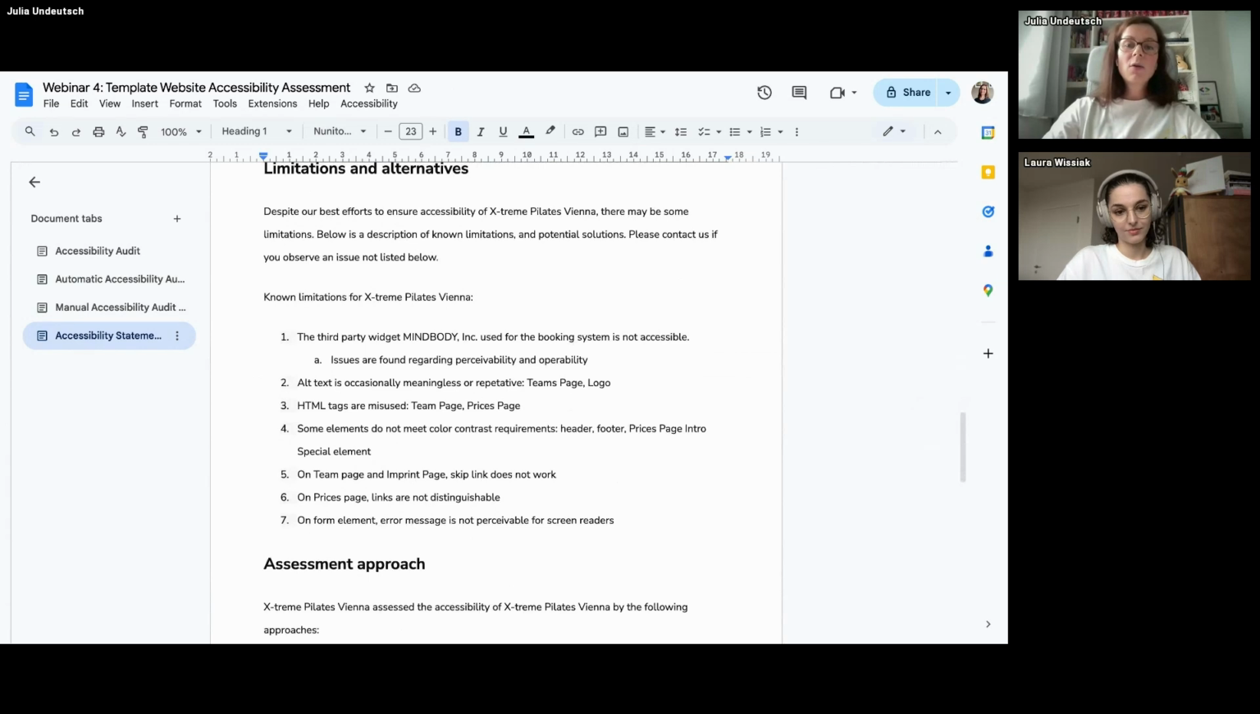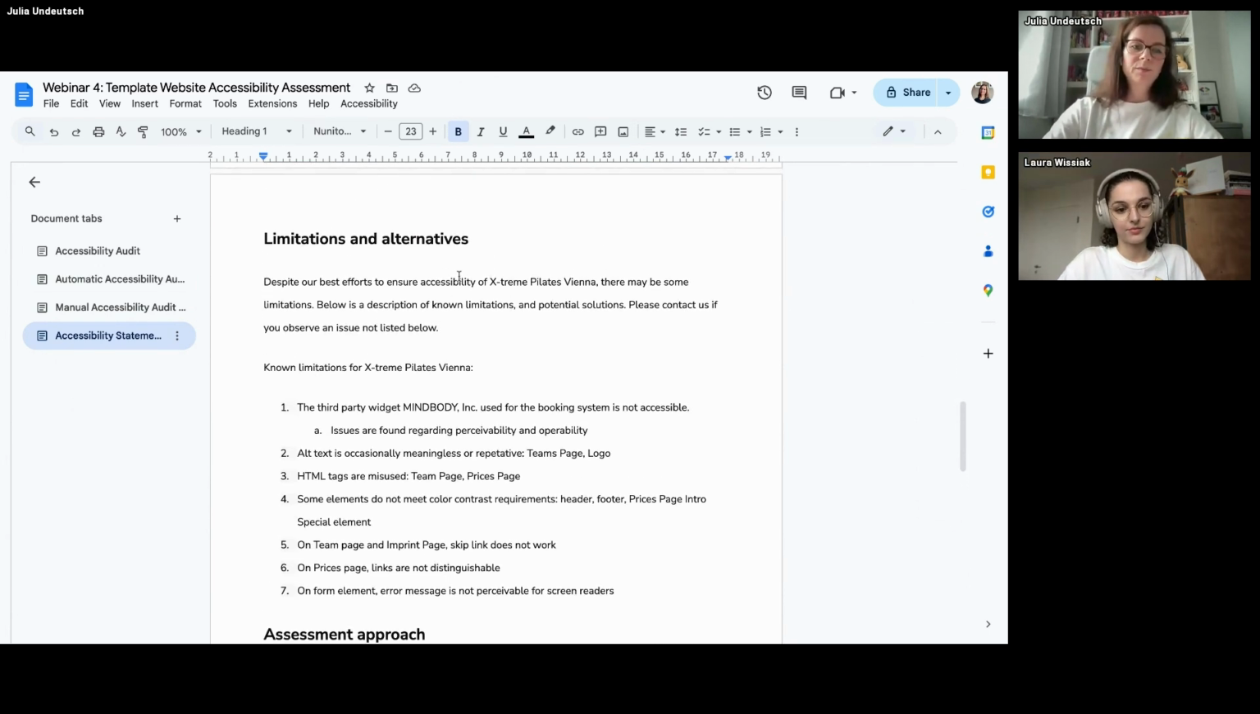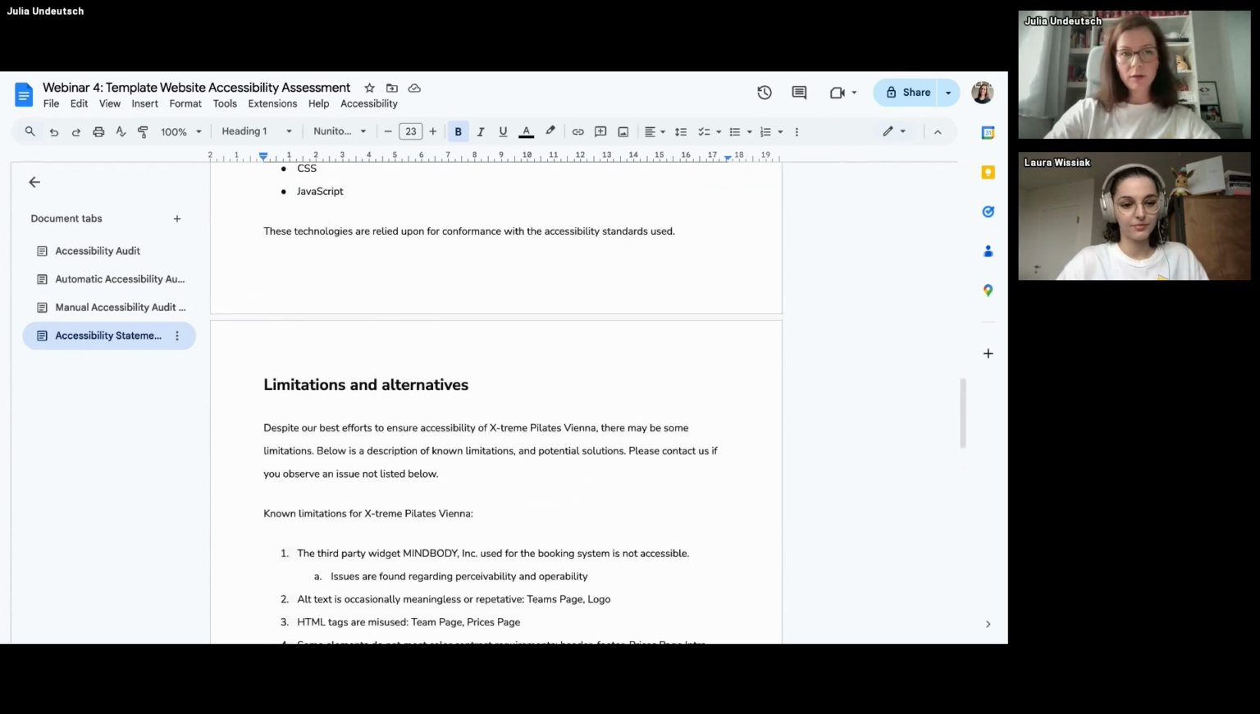So in this case, the website I was testing uses a third-party widget, the Mindbody, and this is absolutely not accessible. And yeah, we have to write it down and admit that this is not accessible. But if there is a problem, like you want to log into the Mindbody app or so, we have to provide an alternative by writing them an email, for example. Always be open if there is an issue and that you're going to fix it or that you provide an alternative.